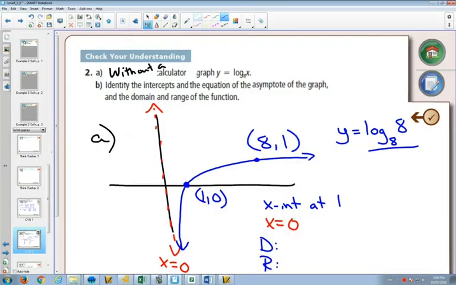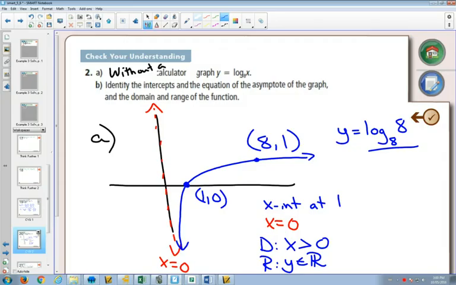The domain: x has to be bigger than 0. Remember, the range of our exponential functions was always y bigger than 0. Now with inverses, x and y switch. So now it's x bigger than 0 for the domain. And if the domain of our exponential functions was everything, well, now the range of our logarithmic functions is everything.